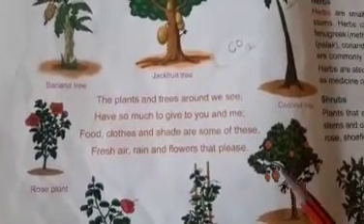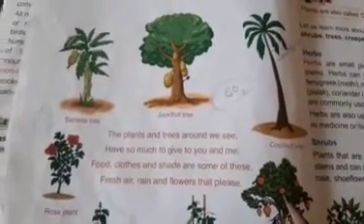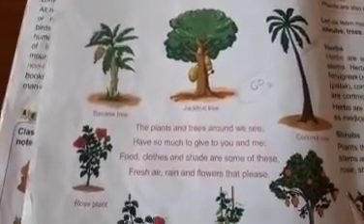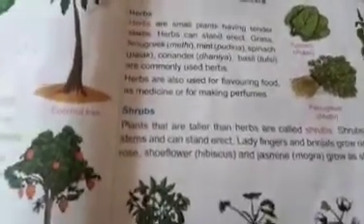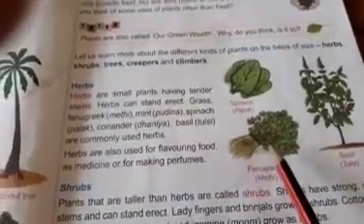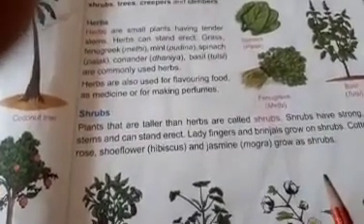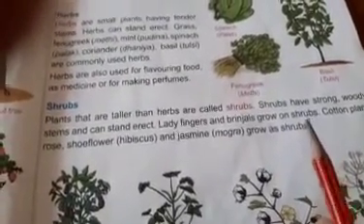Plants are also called evergreen wealth because they are always green, no? Okay. See now, kinds of plants. In plants, some kinds are there: herbs, shrubs, creepers, climbers, trees.